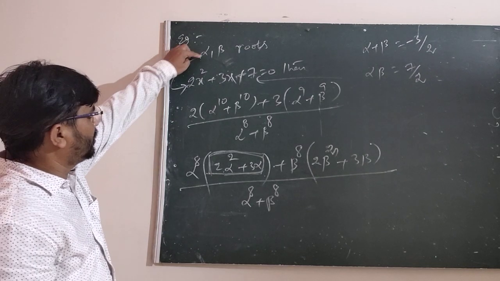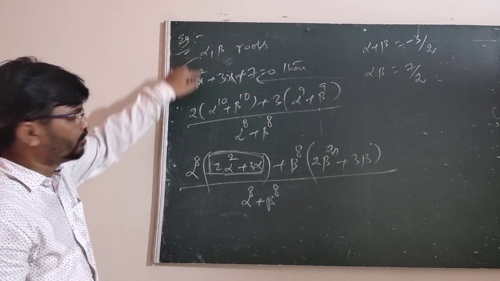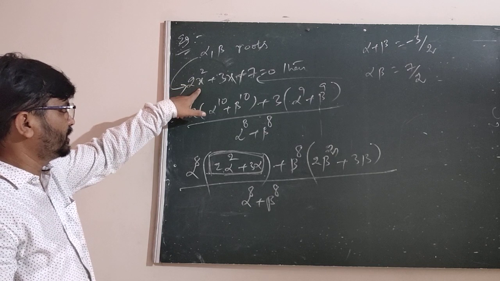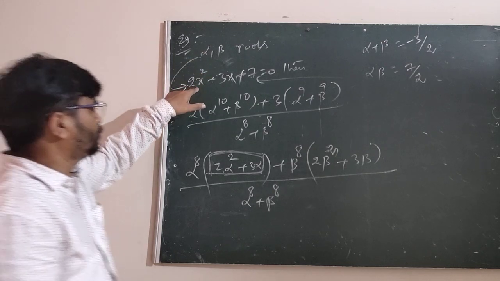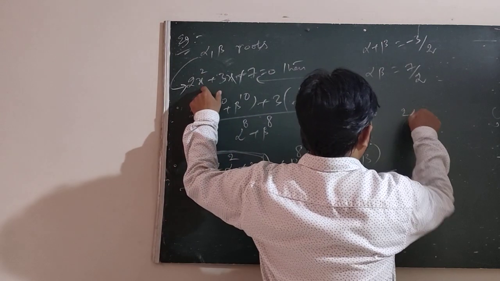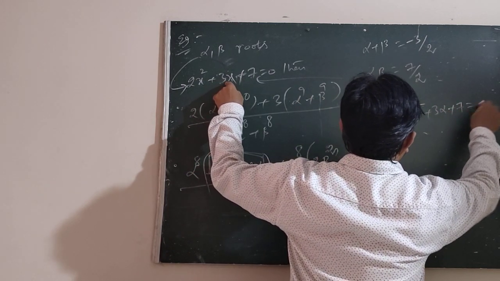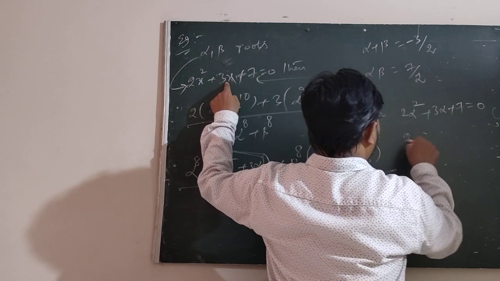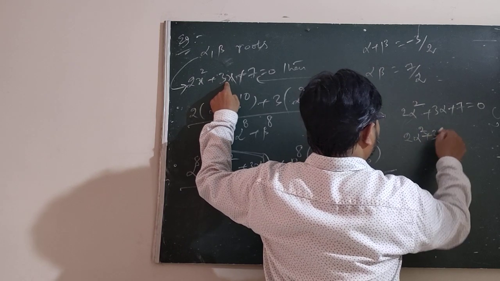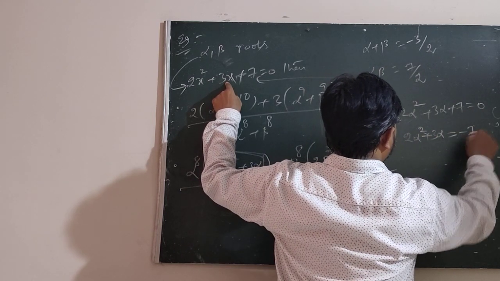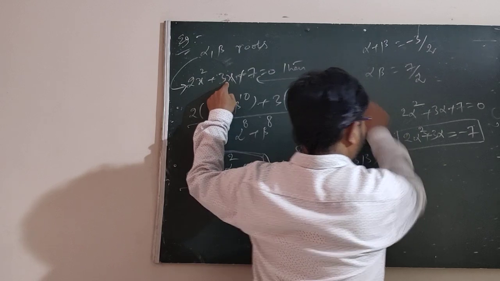Now put x equal to alpha. That means it is a root, and a root satisfies the quadratic equation. Then, with x equal to alpha, it is 2 alpha square plus 3 alpha plus 7 equal to 0. That is, 2 alpha square plus 3 alpha is minus 7.